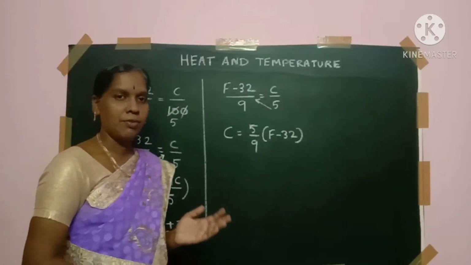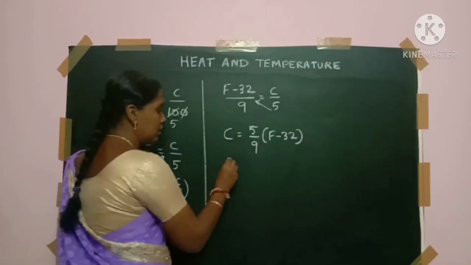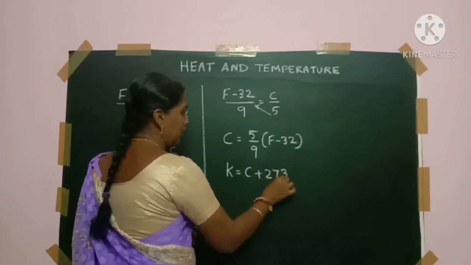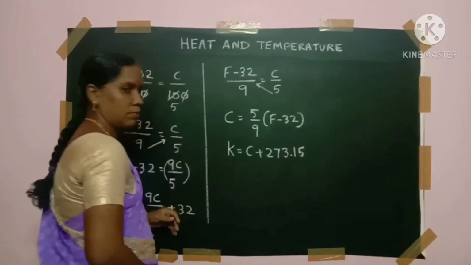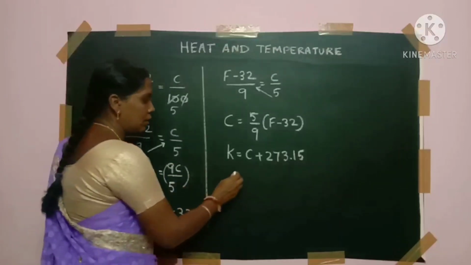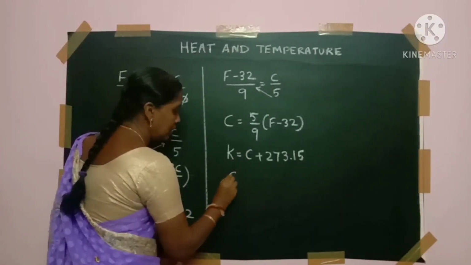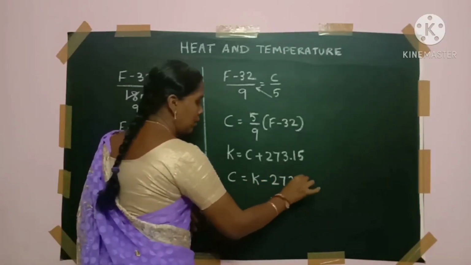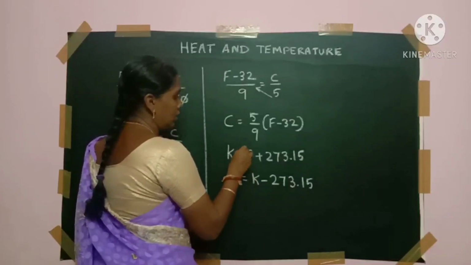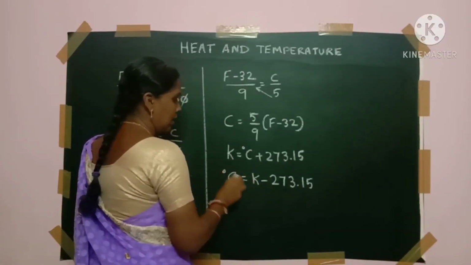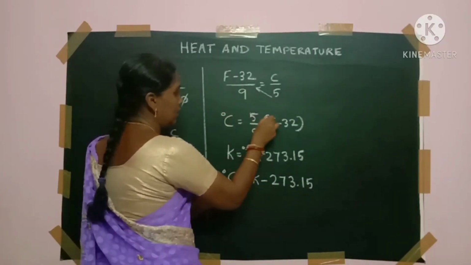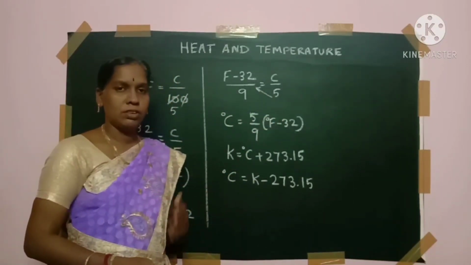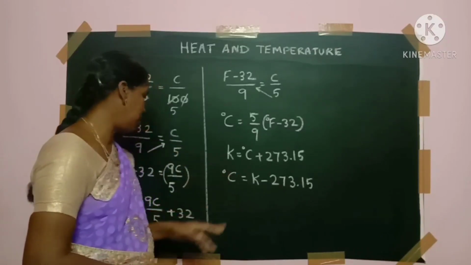And third one, in case of Kelvin conversion, that is K is equal to C plus 273.15. Similarly, in case of degree C, when you calculate, C is equal to K minus 273.15. So on this you have to put degree C, and Kelvin remains the same. So degree C, degree F, those values. Okay. Now we are going to solve the problems with these three formulas.